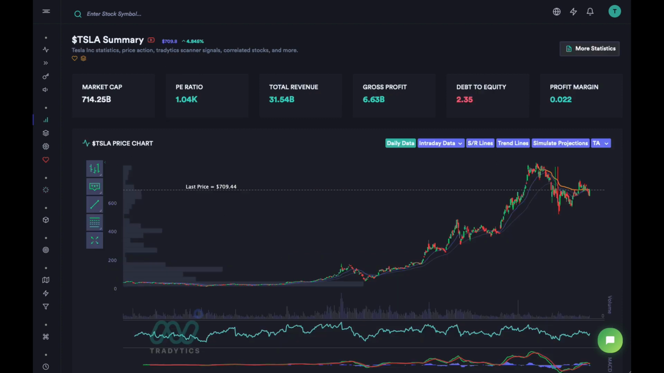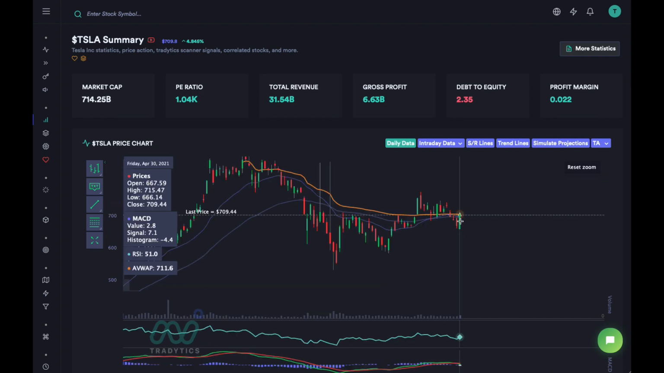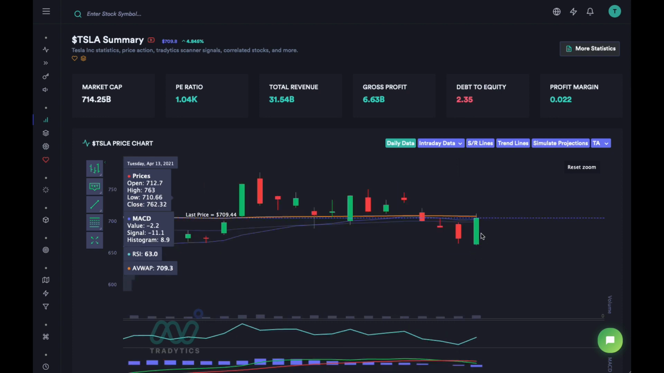So the reason we want to go into Tesla is that I'm creating this video on May 2nd, 2021, and on the last Friday, April 30th, Tesla rallied for like $40. It opened at 667 and it closed at 709. So that's a huge increase. You can see this is a really big candle. It went from here to here.